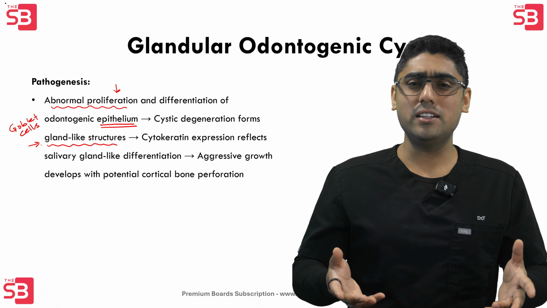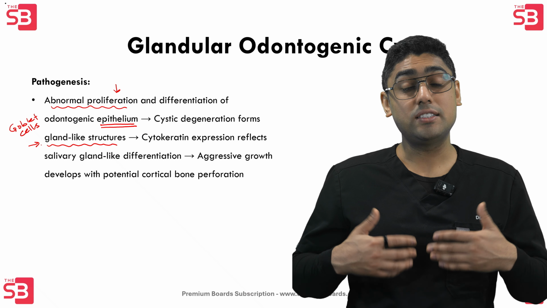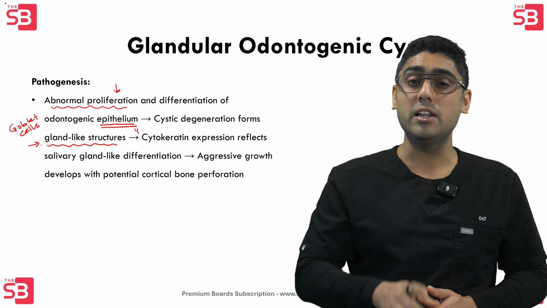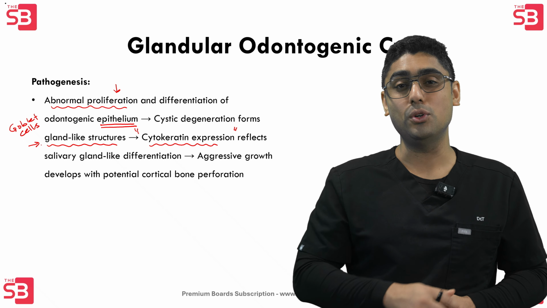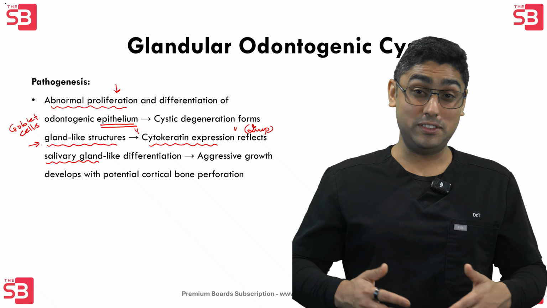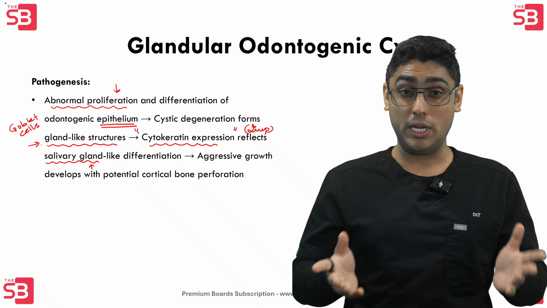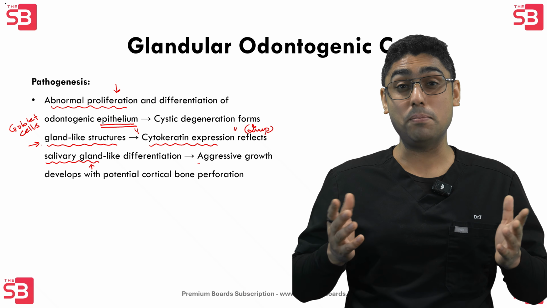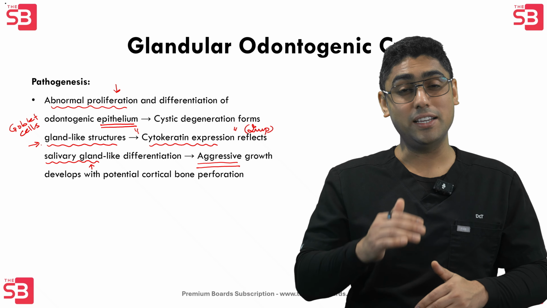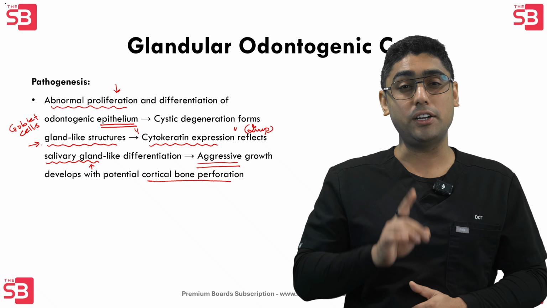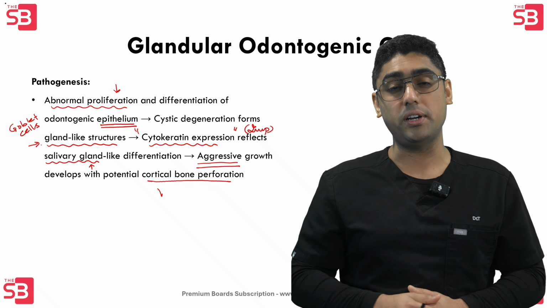Now if we look at it under the microscope and test it for cytokeratin expression, it can actually show you a pattern which is very similar to salivary gland tissue. So it is imitating that kind of differentiation. And over time, if this process just keeps on going unchecked, the cyst can start to expand aggressively and even perforate the cortical plate in some cases. That's exactly why timely diagnosis and close follow-up becomes so important in GOC.